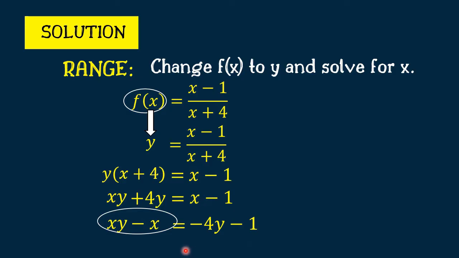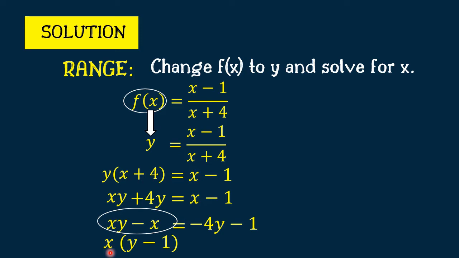Next, we have to simplify this part of the equation since it has a common factor x. So we have to factor out. The common factor is x, so we write x and divide each term by x. Xy divided by x is y. X divided by x is 1. Simply copy the subtraction sign. Therefore, we have x times the quantity y minus 1.